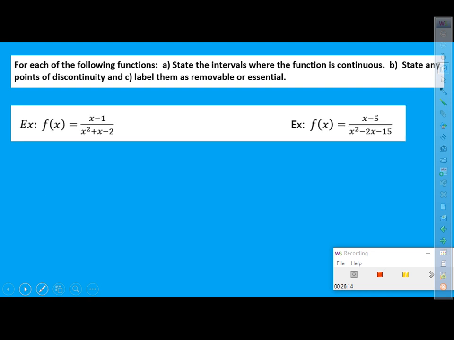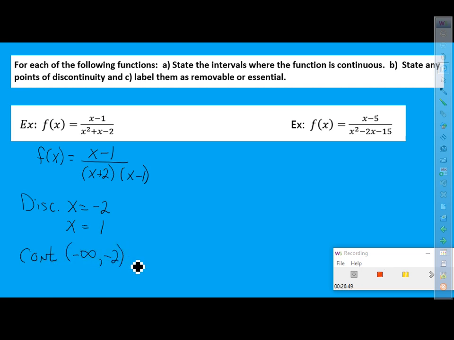Here comes my next couple. We're getting close. I've got f of x is x minus 1 over x plus 2 times x minus 1. So I know this thing's discontinuous at x equal negative 2 and x equal 1. For the interval of continuity, I've got negative infinity to negative 2, negative 2 to 1, 1 to infinity.